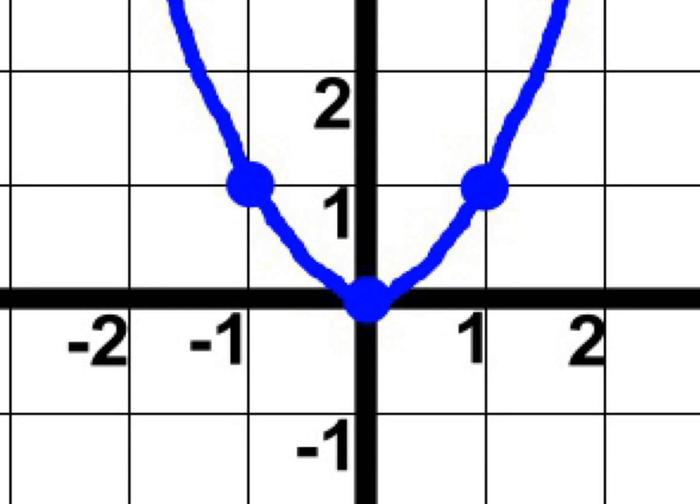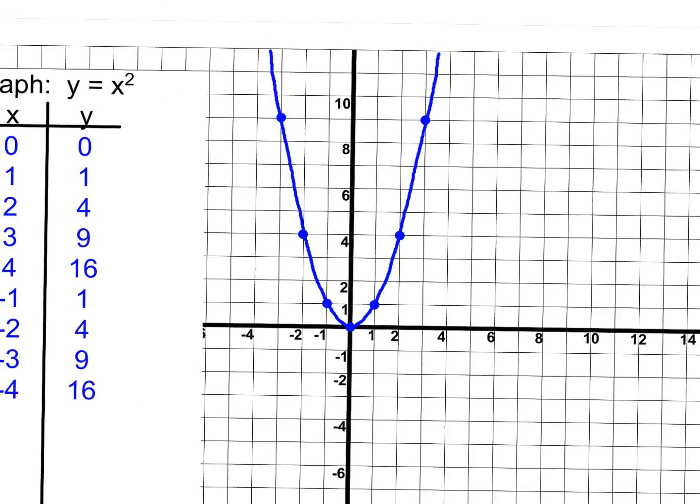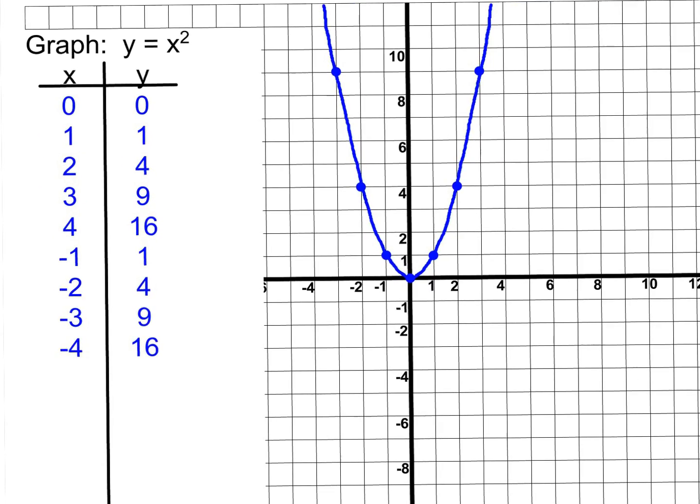It doesn't make a sharp edge V like the absolute value did. It's a smooth curve that levels out when it changes direction. So the entire graph is a curve. There's not a straight bit to it. And so check to make sure that you are getting that result.